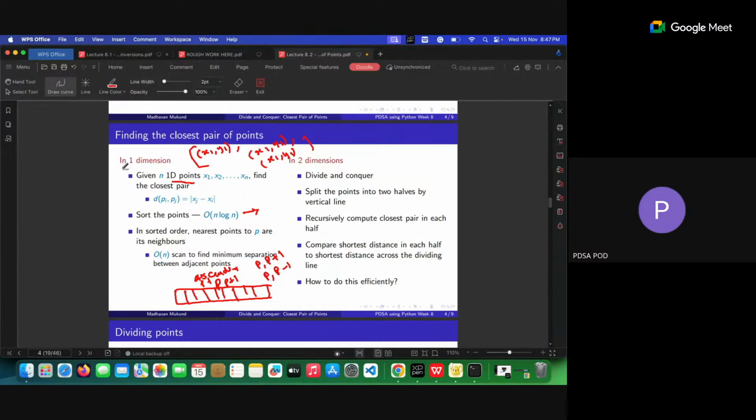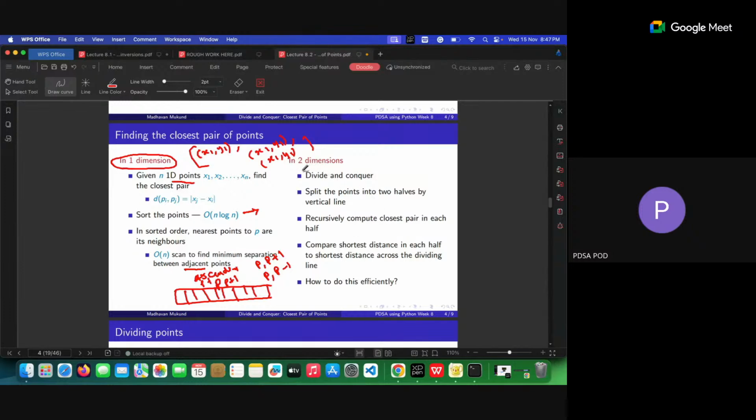This is the one-dimensional solution. All points are arranged in sorted order. For the sorting, we require n log n. For the scanning, for each point we take only the adjacent points, left adjacent and right adjacent. By that, we can say which point is closest for P.